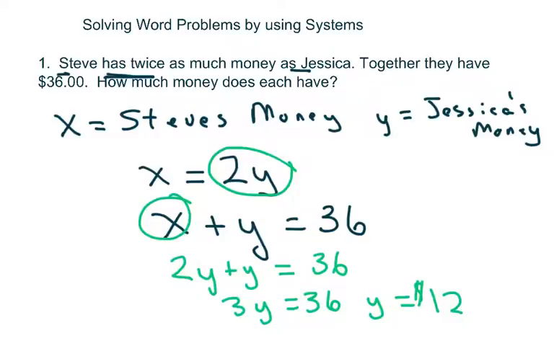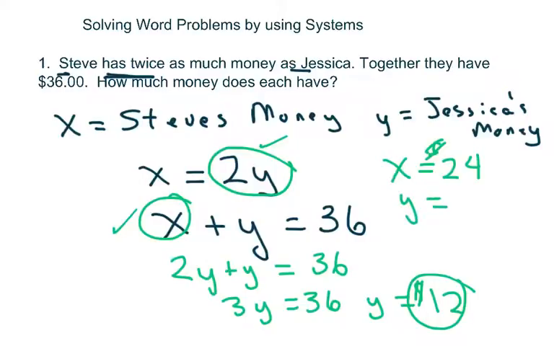And to find Steve's, we just plug this back in to this one. I prefer doing this one. And 2 times 12 is 24. So X is 24. That's Steve's money. And Jessica's money is $12. And it does make sense. Steve has twice as much money as Jessica.